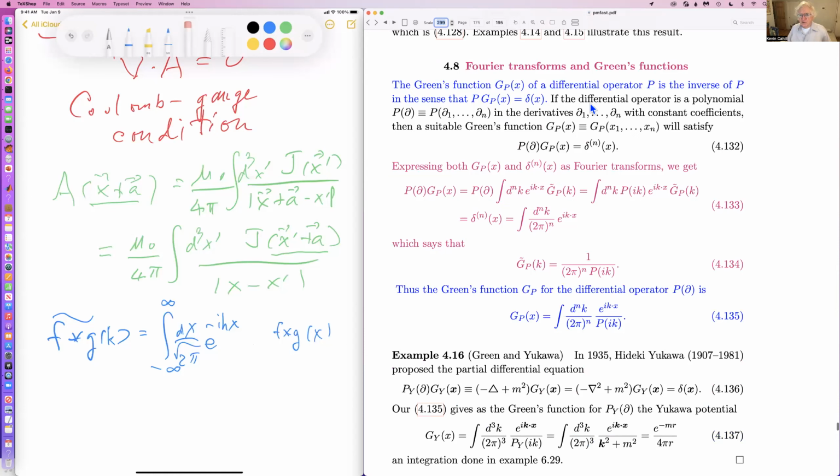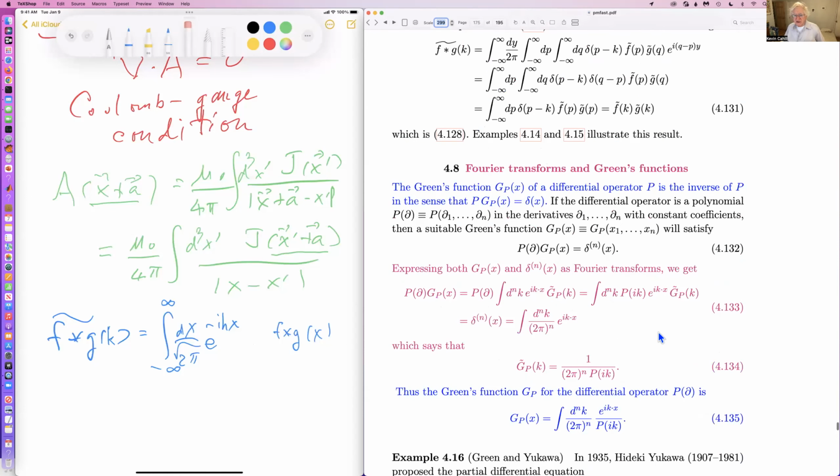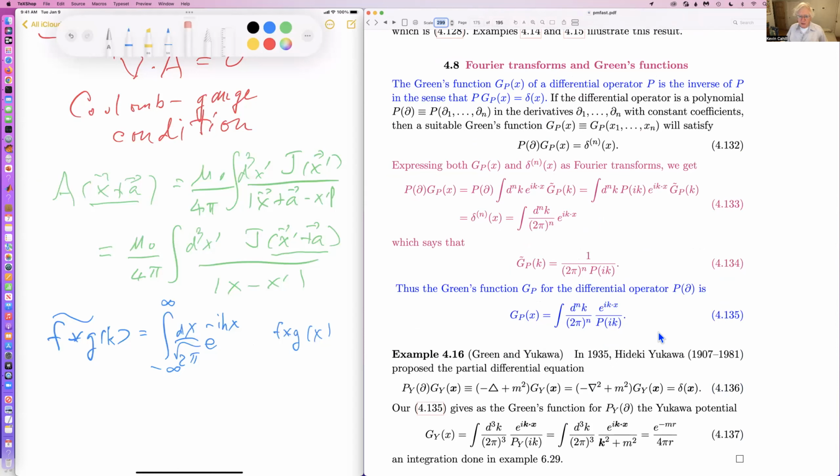Okay. Fourier transforms and Green's functions. So this is something really quite important, and you can see that in that I've colored almost everything in this section, apart from the example. So the Green's function of a differential operator is the inverse of the differential operator in the sense that P times G is delta. And now, in most cases, that gets you nowhere. But when P has a simple form, that it's just a bunch of derivatives, here I said it was a polynomial in derivatives. It actually can be much more general than that.